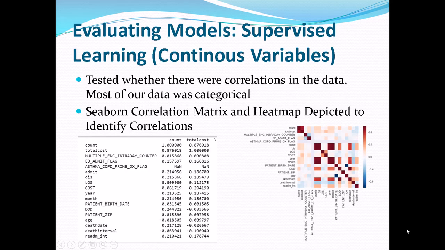Next, we had the supervised learning evaluation for the continuous variables. We tested whether there was correlation in the data, and we found that most of our data was categorical in nature. Seaborn correlation matrix and heat map were used to identify the correlation.